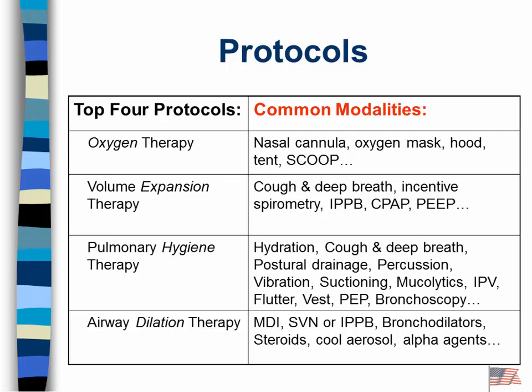Some of the modalities that we may end up seeing for oxygen therapy can be any kind of an oxygen delivery device, like a nasal cannula, through a mask of various types, and something that we'll talk about, scoop. Volume expansion, just simply having the patient cough and deep breathe. Having the patient do something called incentive spirometry, where we use a device to give them feedback on how deep of a breath they're taking. And then using things like IPPB or CPAP or PEEP to be able to increase the volume of air that is in the lungs at the end of an expiratory phase.